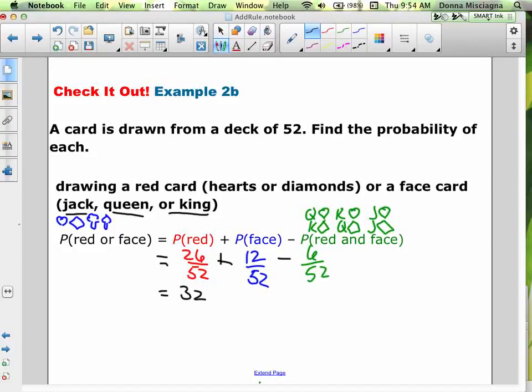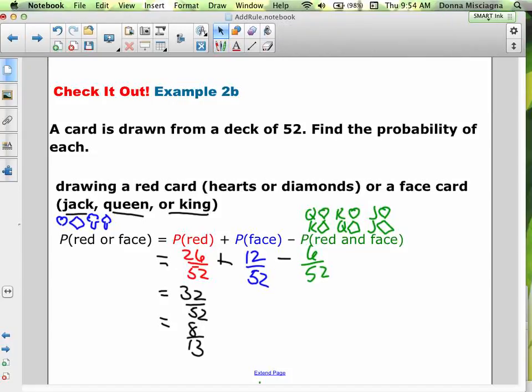What would that reduce to? Eight thirteenths is correct. Both of those are divisible by 4. You've got to kind of figure 4 with the 52. It doesn't have too many factors. It's 4 and 13. Any questions on this one?